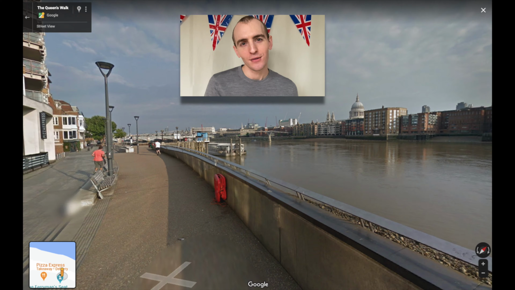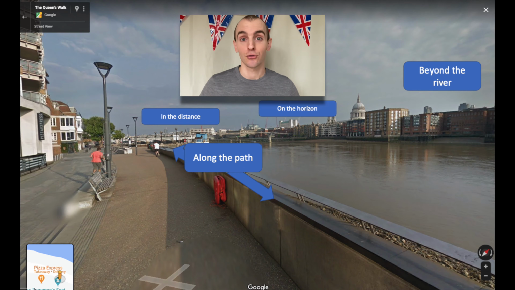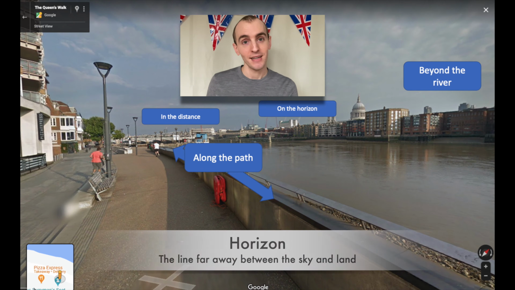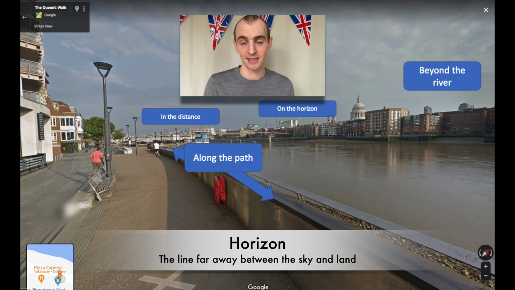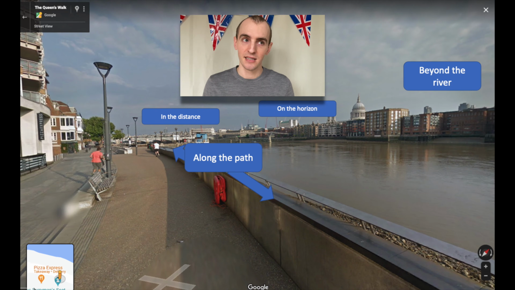Okay, so now we have got a little bit further up the river and very beautiful area here, very peaceful even though it's in the centre. But again, to our right is the River Thames in the centre of London. You might see, if you look very carefully, on the horizon, there are many cranes. So horizon is like the line as far as you can see between the sky and the land. That is called the horizon. So if you look on the horizon, you'll see cranes.